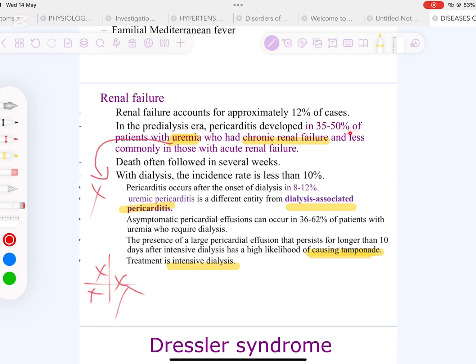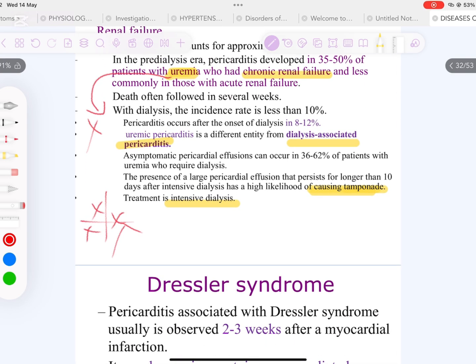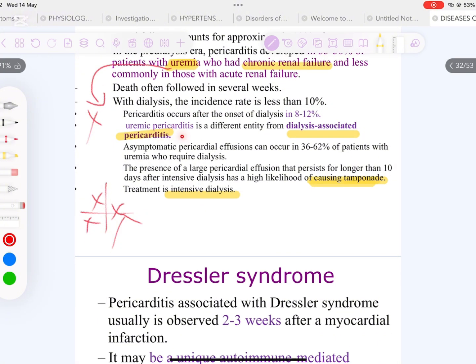pericarditis developed in 35 to 50% of patients with uremia who had chronic renal failure. So with chronic renal failure, they don't excrete urea. So most of the time they just have pericarditis. Death will follow in several weeks. But now when dialysis started happening, it started reducing to less than 10%. Okay, so uremic pericarditis is different from dialysis-associated one.